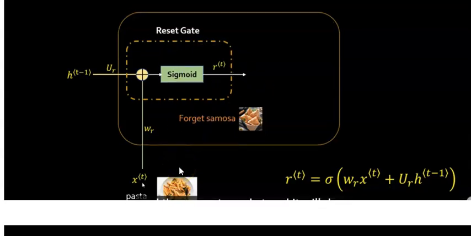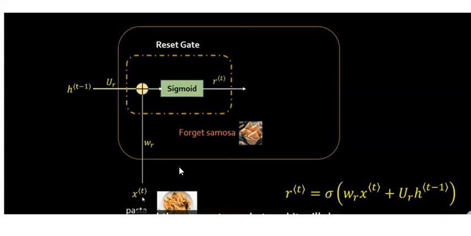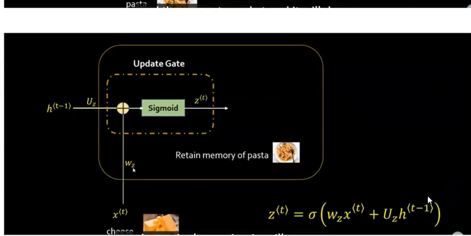So what happens in the reset gate? When pasta comes, according to the same example of LSTM, I am using the same example so that you can relate your LSTM and GRU. When pasta comes, we need to reset the gate. We need to forget about samosa. So the equation will become R of t equal to sigmoid activation function applied on the weighted sum, that is WR, UR, X of t and the previous hidden state, H of t minus 1.